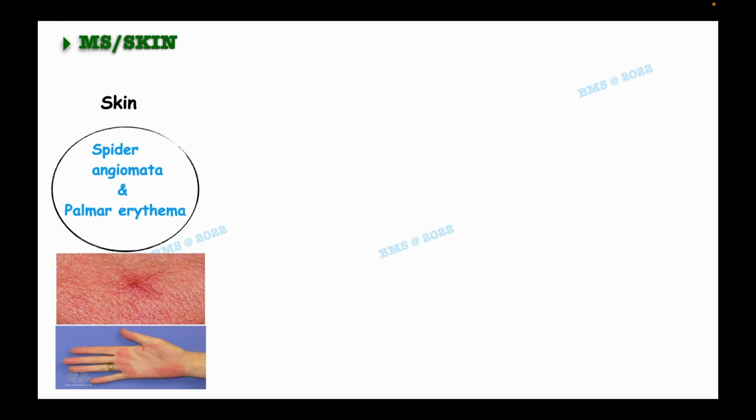Now, in the musculoskeletal system and the skin, we find certain changes. Most of them are within the skin, and we find what we call spider angiomata and palmar erythema. So this one, being the spider angiomata, is the dilatation of smaller blood vessels under the dermis, and this is the palmar erythema, and the erythema is prominent at the thenar eminence.